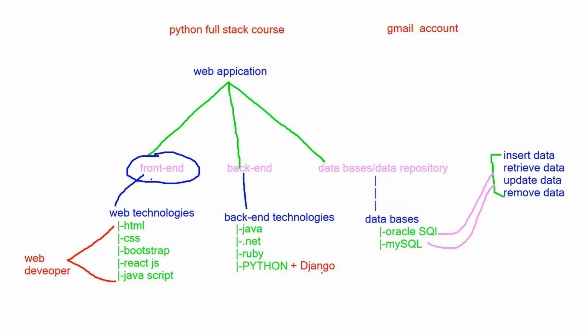This Django framework is developed by using what? Python programming language. So Python along with Django forms what? A backend technology. Why are we calling it a backend technology? The reason is that it is going to accept data from where? From the front-end technologies, or from the web technologies.